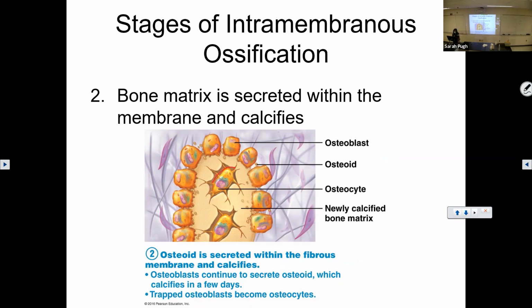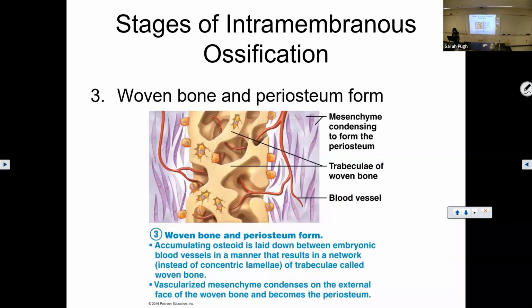Again, once an osteoblast has secreted matrix all the way around itself, it's now in a lacuna and it becomes an osteocyte. You can still see all these osteoblasts still making that bone, building that bone. Eventually, blood vessels are going to start to invade that area, and you're going to build the bone around those blood vessels, which is going to give us a spongy bone. And then finally, a periosteum will form around the outside.